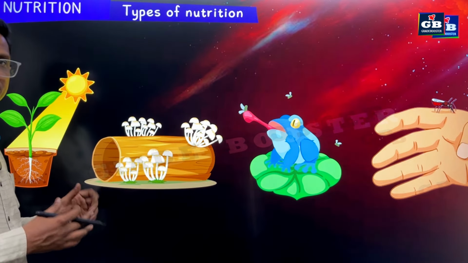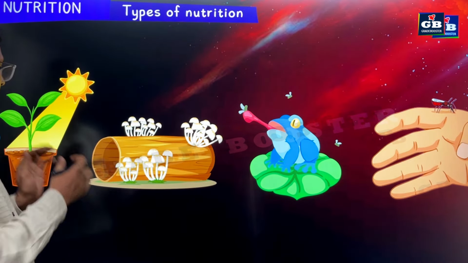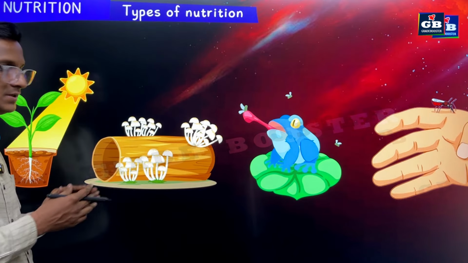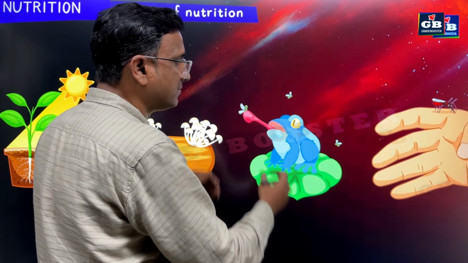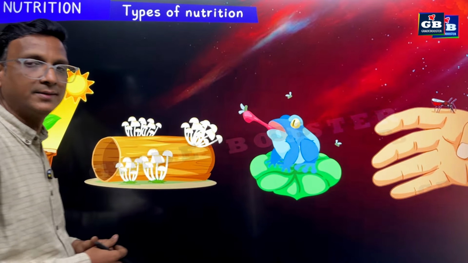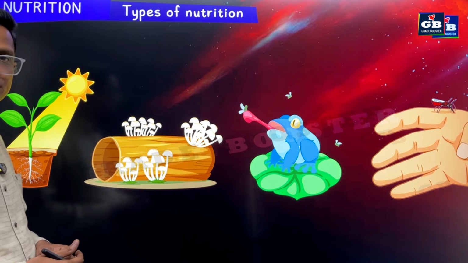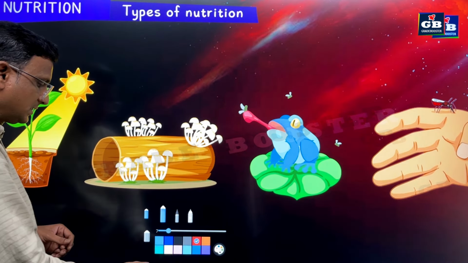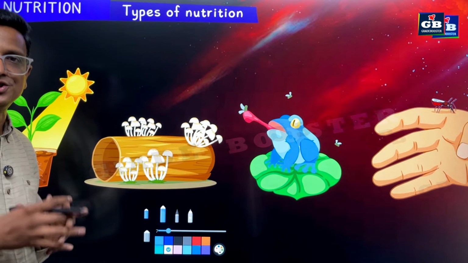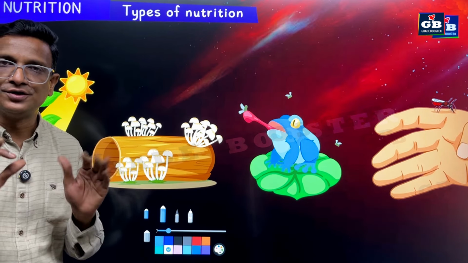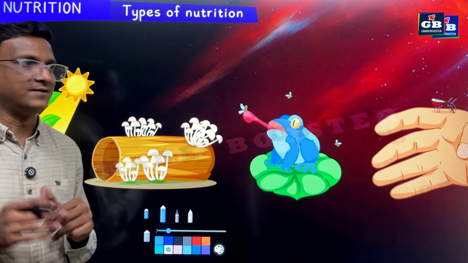Here we have some pictures. Here there is a plant and sunlight. Here there are some mushrooms. Here is a frog catching some insects. And here is a hand with a mosquito over there. Now, what are all these? Here we see different types of nutrition. So what are the different types here?